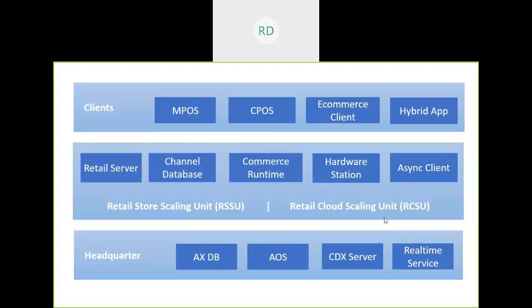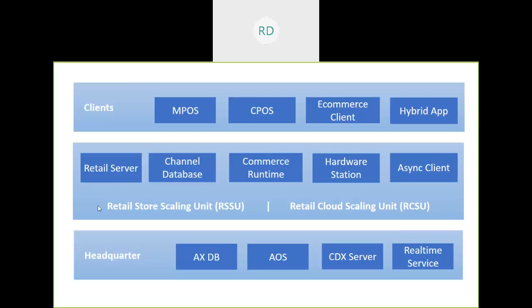So this real-time service will be responsible for direct communication between the client and the headquarter. Now let's understand the second layer. The second layer is about the scaling unit. The scaling unit will be either in the cloud or on-premise, in the store.